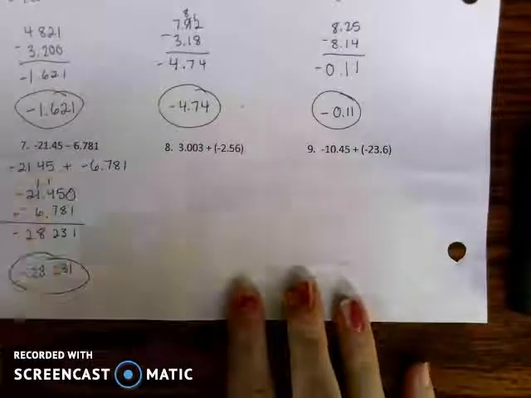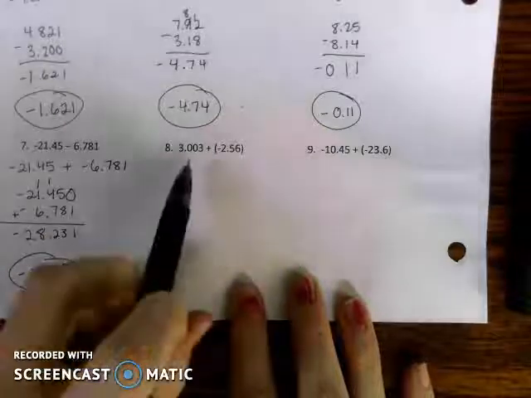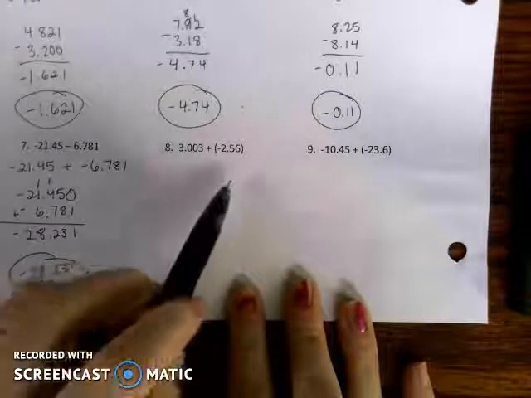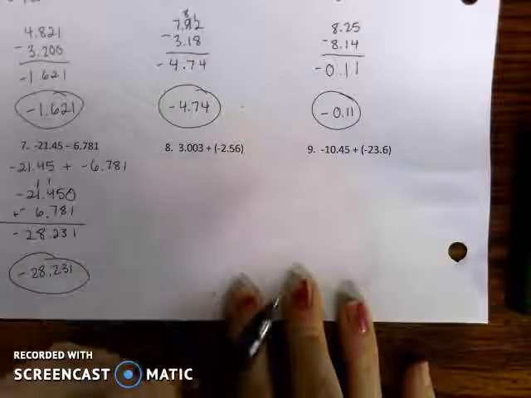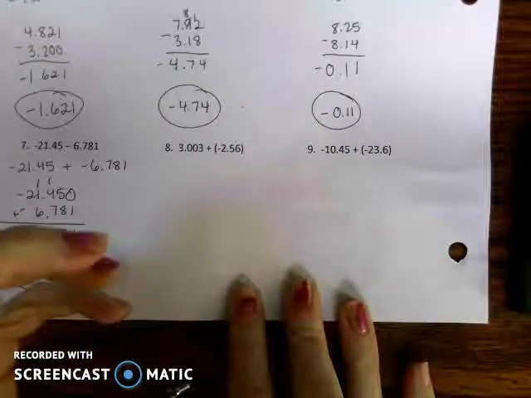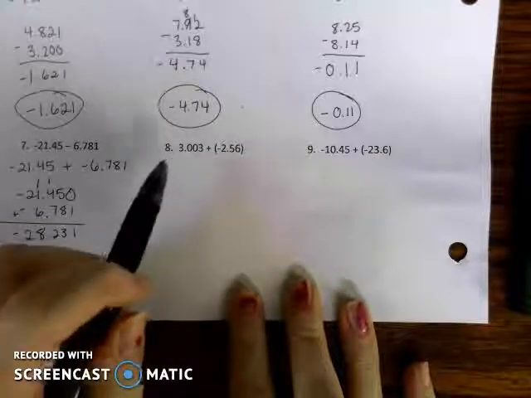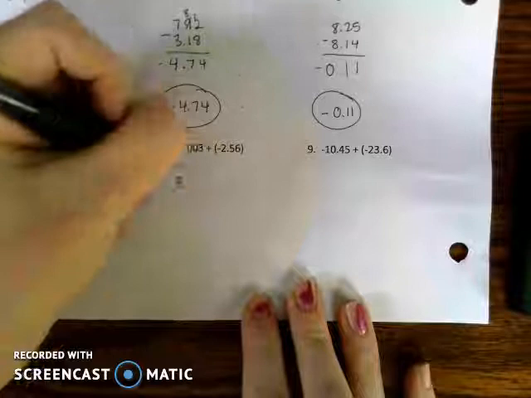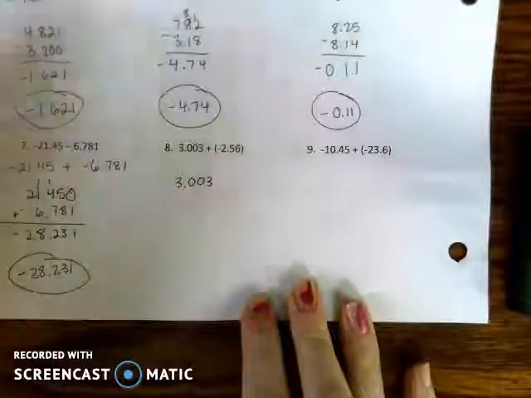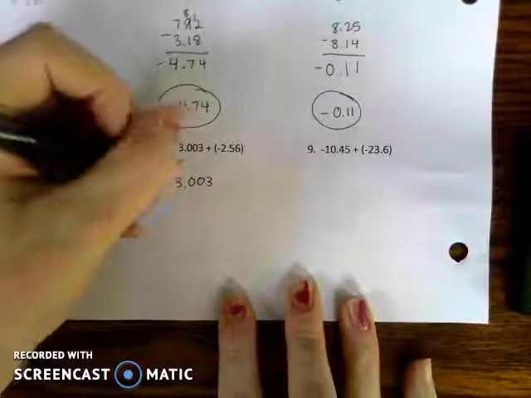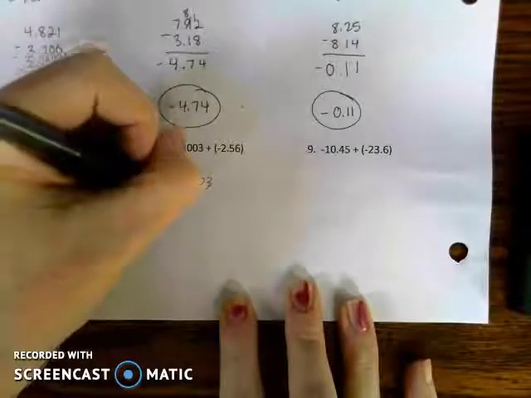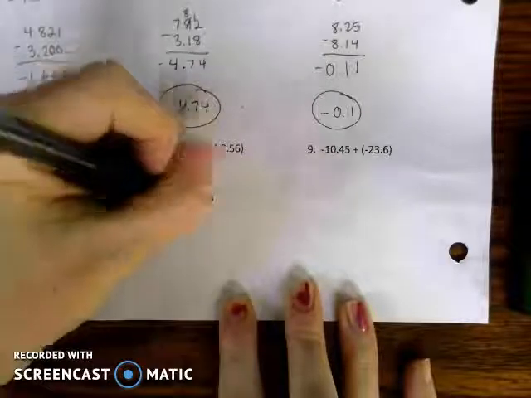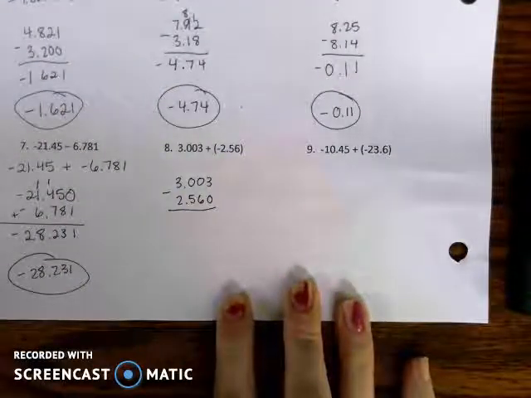Okay, number 8. So this one is already written as addition, but I have different signs. So I'm going to take the difference of those two numbers and subtract, and then I'm going to take the sign of the number with the greater absolute value. So let's set this up. So I have 3 and 3 thousandths, and then I have 2 and 56 hundredths, but I'm going to add a placeholder. I'm going to subtract these two values.